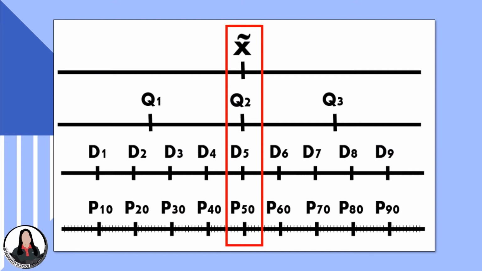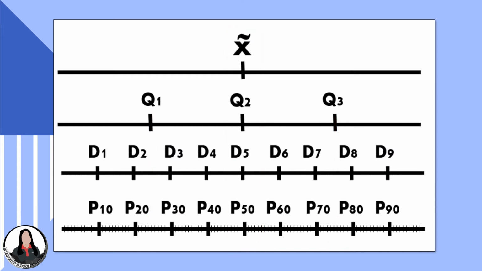So kung mapapansin din natin, Q sub 1, or 1/4 of the distribution, is equivalent to P sub 25. And Q sub 3, which is 3/4 of the distribution, is equivalent to P sub 75. And also, when we compare the values of the deciles and percentiles of a certain distribution, D sub 1 corresponds to P sub 10, D sub 2 to P sub 20, D sub 3 to P sub 30, and so on, hanggang D sub 9 corresponds to P sub 90.